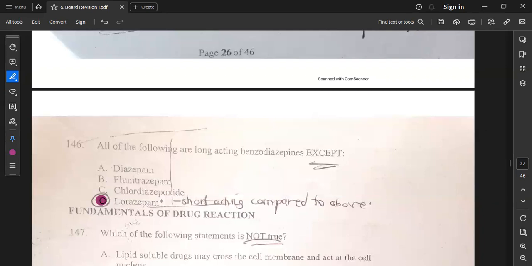Maybe just before they go ahead, lorazepam and oxazepam have a short duration of action because they have a hydroxyl substituent, and so they are excreted faster. As a result, they have a short duration of action. Okay, thank you. That is the pharmaceutical chemistry of it.